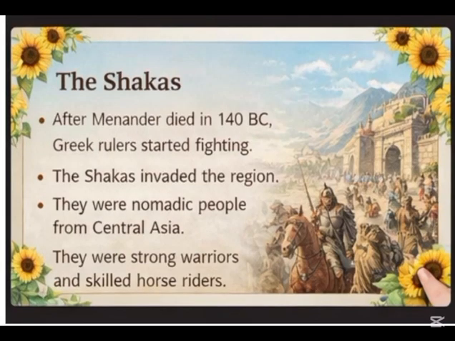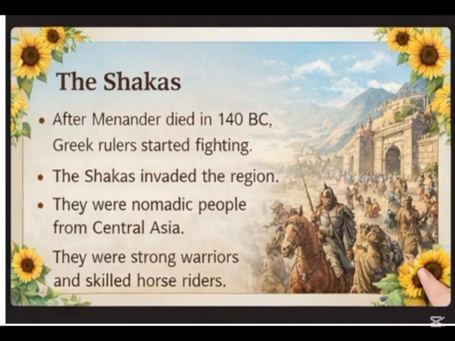Okay, students, the next group to invade Gandhara after Menander's death and the ending of the rule of the Bactrian Greeks was the Shakas. After Menander died in 140 BC, Greek rulers started fighting. The Shakas invaded the region. They were nomadic people from Central Asia. They were strong warriors and skilled horse riders.